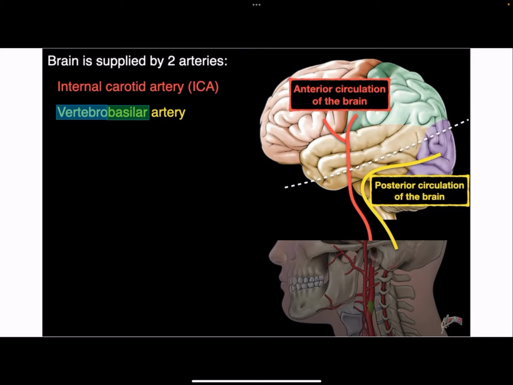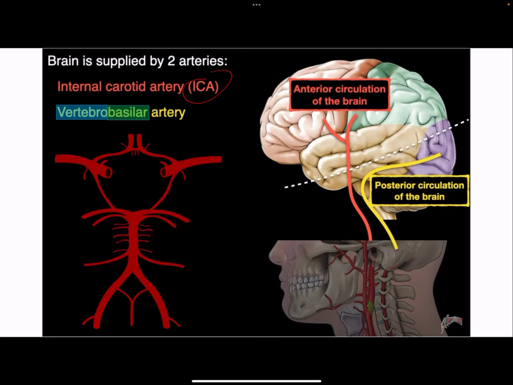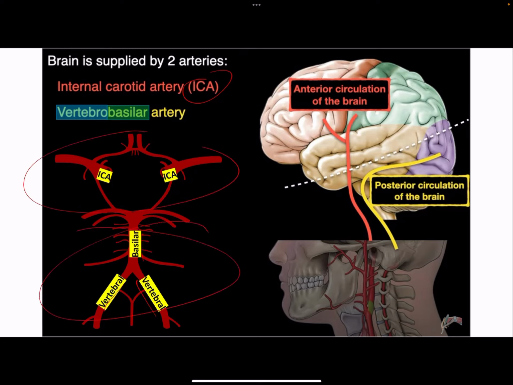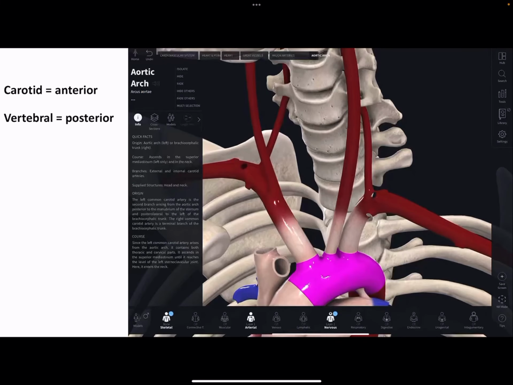So we have anterior circulation of the brain with the ICA, and then we have the posterior circulation of the brain with the vertebrobasilar artery. This is what the whole picture is going to look like, and we're going to build up everything, and it's hopefully all going to come together. So here's the ICAs. The vertebral arteries are going to combine to the basilar. So this is going to be the posterior aspect, and this is going to be the anterior aspect.